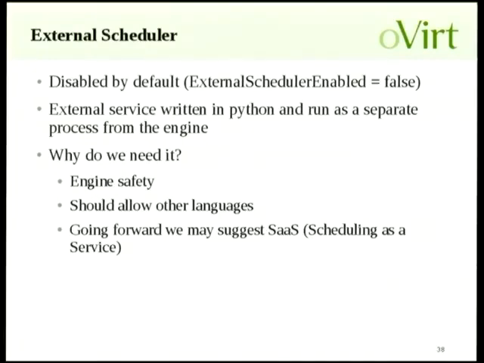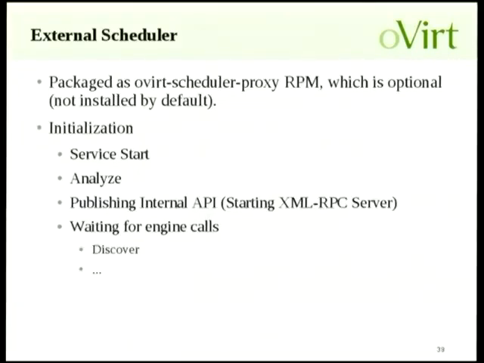We want to allow other languages as well. If you know, oVirt is written in Java, and this module is written in Python. Going forward, we want to support SaaS, which is kind of scheduling as a service. It's a separate RPM. You need to manually install it.